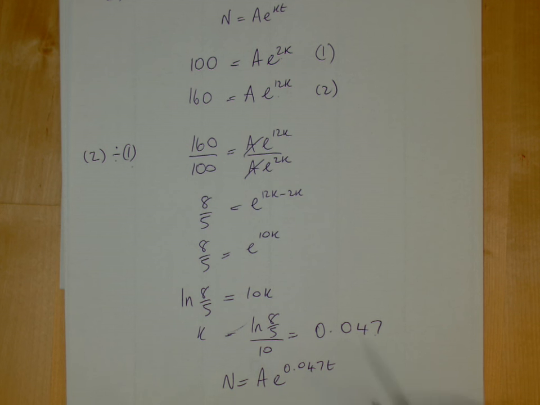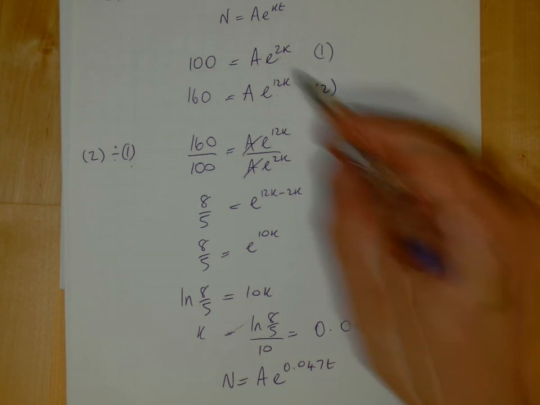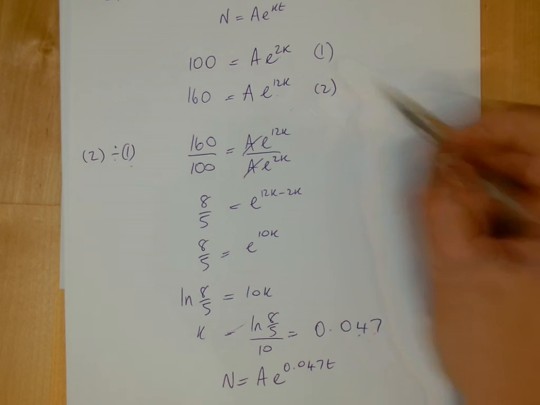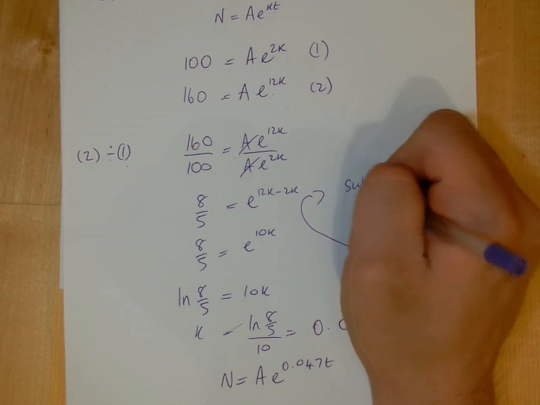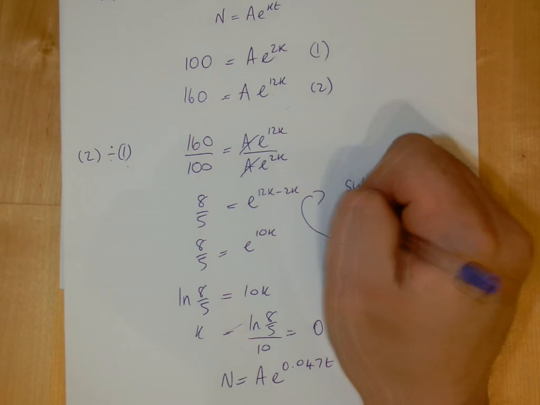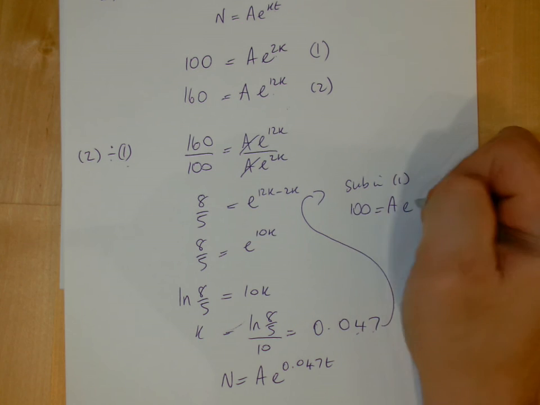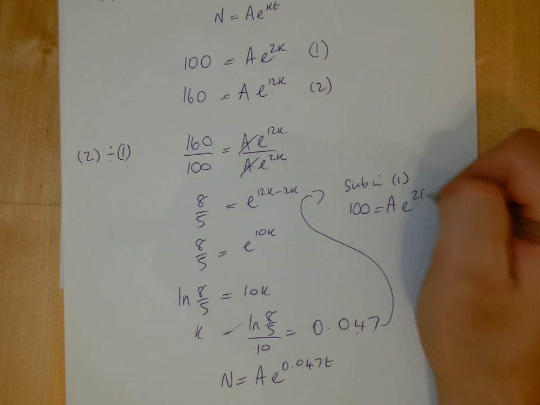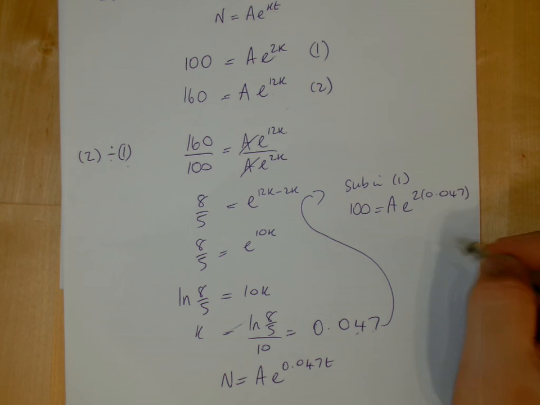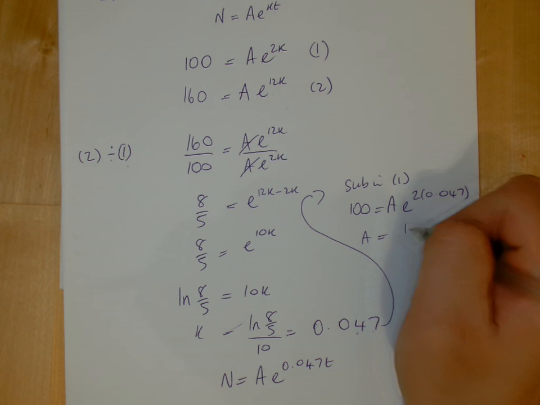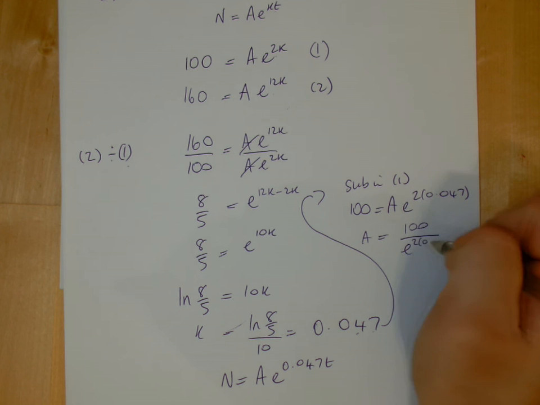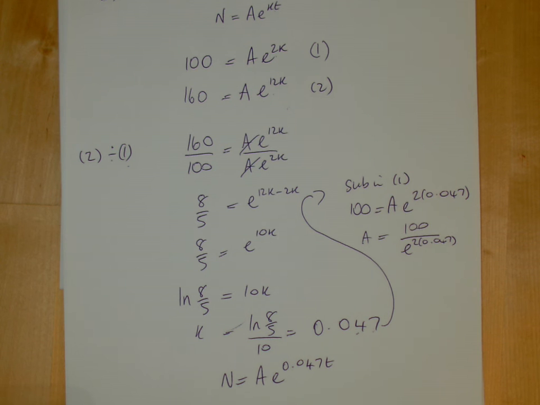But the good thing is I can actually sub this into 1 or 2, couldn't I? So if I sub this into 1, I'll write it up here. I'll have 100 equals a e to the 2k. Of course, k is 0.047, and then I can just get a quite simply, just by doing 100 divided by e to the power 2 times 0.047. So if I do that, where's my e button? e to the power 2 times 0.047.